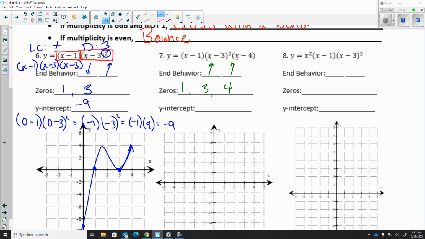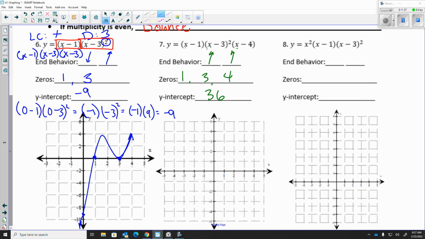Y-intercept, you plug in 0. What do you get for the y-intercept? 36. Big number. That's fine. So let's get our stuff down there. I've got 1, 3, 4. The y-intercept is up on the ceiling, so I'm not going to draw it, but just know it's way up there. Okay. End behavior's up, up. So I'm doing this.